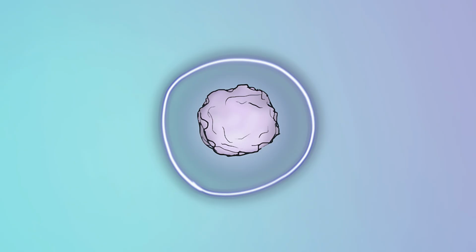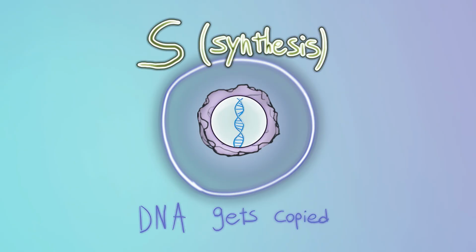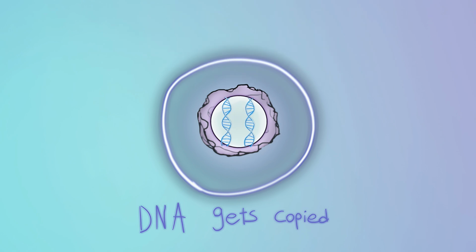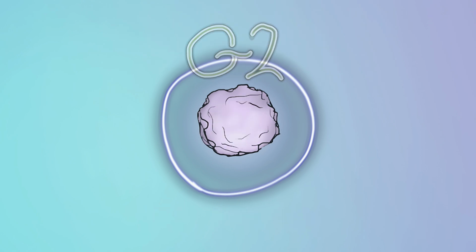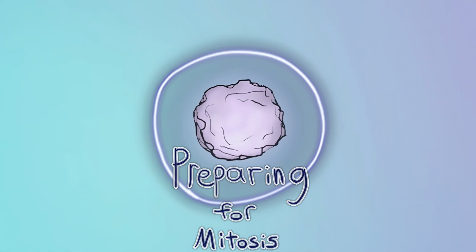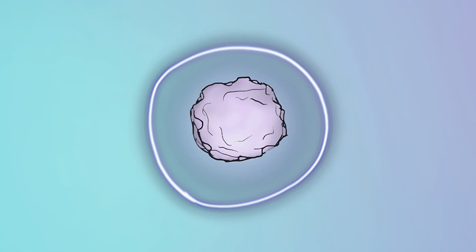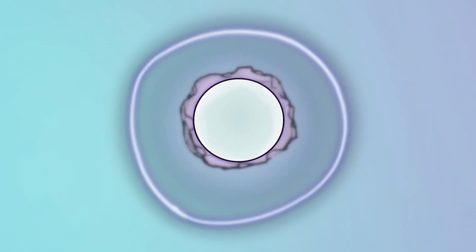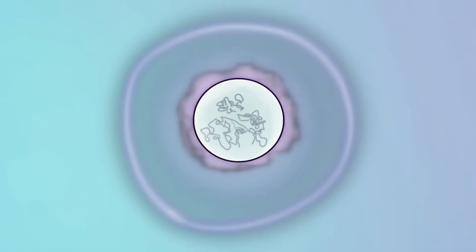Once the cell has grown too big to function, S phase or synthesis begins. This is where the cell makes a copy of all its DNA. The last stage of interphase is G2, where the cell grows more, makes proteins and organelles, and prepares itself for mitosis. Now that interphase is complete, the 4 stages of mitosis can begin.